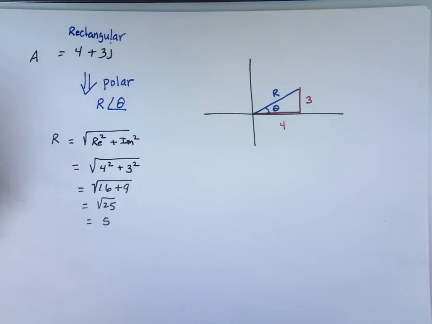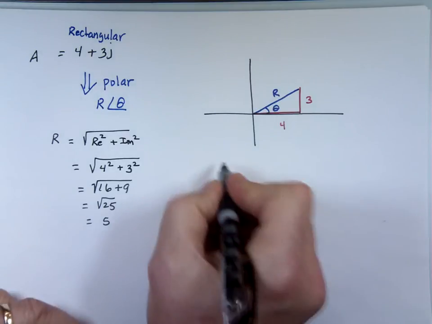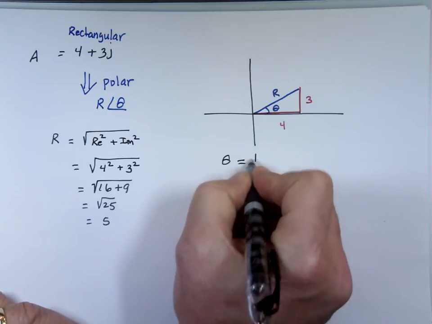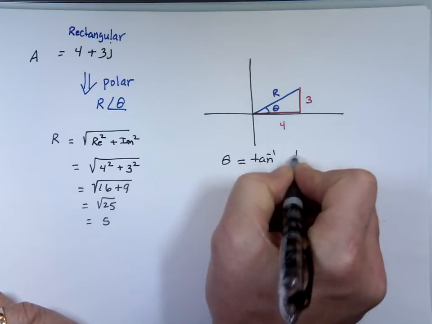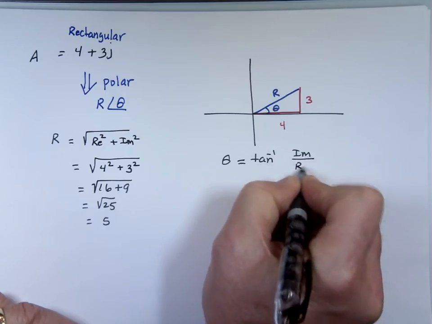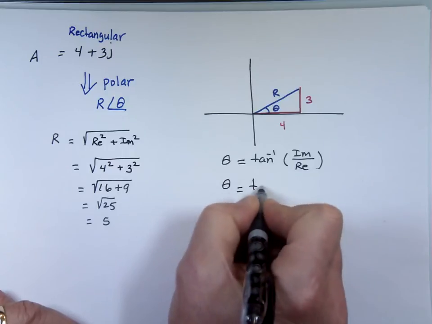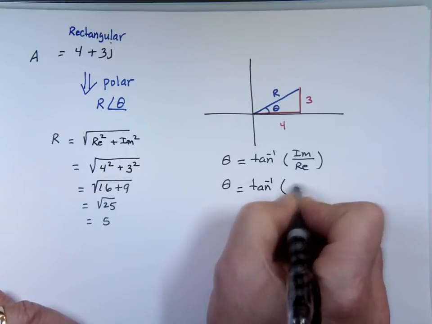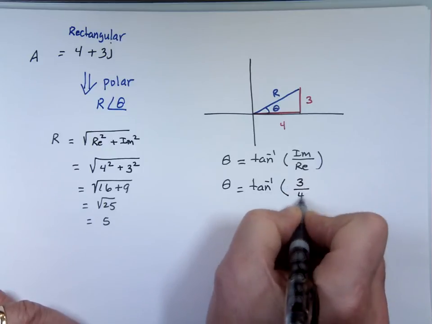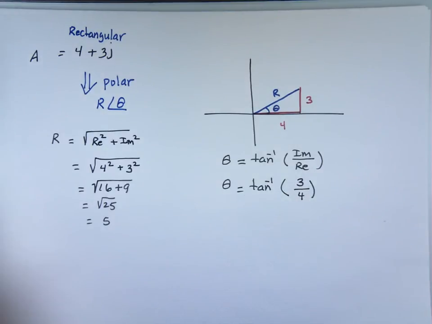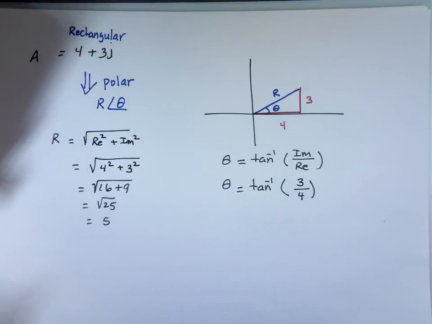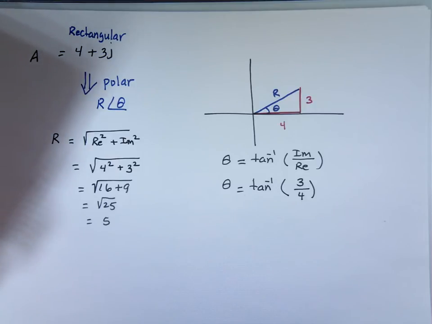And if you're doing it by hand yourself, how do you find theta? Theta is the inverse tangent of the imaginary over the real. Theta is the inverse tangent. The imaginary is what? 3. The real is 4. So here we go. Second tangent on my calculator. Where is it? Second tan. Parentheses 3 divided by 4. 36.86 or 36.9 degrees.